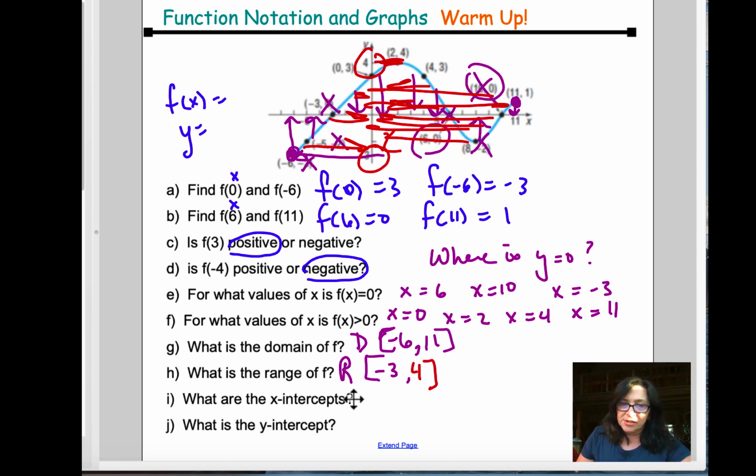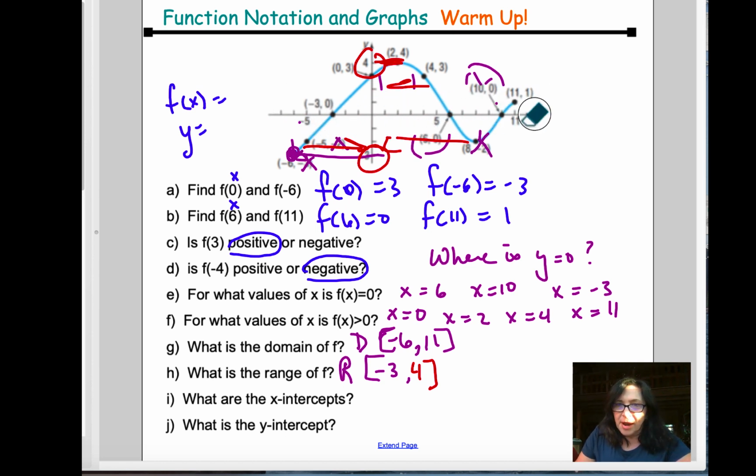What are the x-intercepts? Actually, I can't see anything right now, so I'm going to erase this. The x-intercepts are where my graph crosses the x-axis. So my graph crosses my x-axis where y is equal to 0. And those are these values up here. You see that? These are all my y-intercepts.